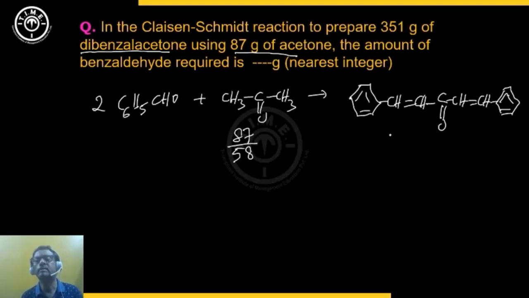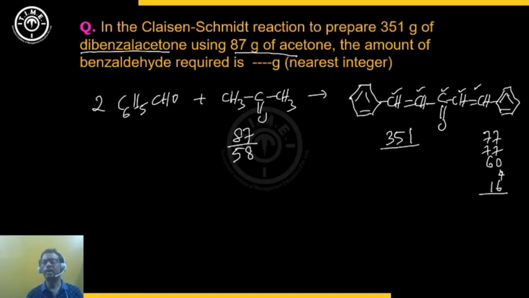And what is the grams of dibenzyl acetone? 351. And then you'll have to divide it by the molar mass. Each phenyl is 77. So 77 and a 77. How many carbons are in between? 1, 2, 3, 4 and 5. So 5 twelves are 60. How many hydrogens? 4 are there. How many oxygens? There is 1. So 60, add up. 77 plus 77 is 154, plus 60 is 214, plus 4 is 218, plus 16 is 234. So 351 by 234. If you do the calculation, this is 1.5.